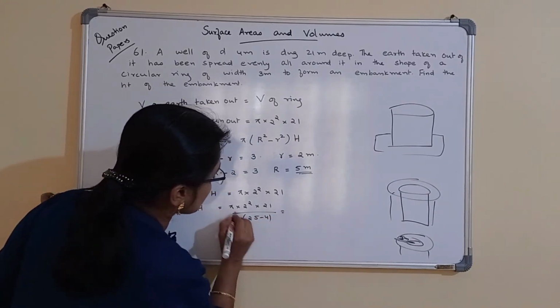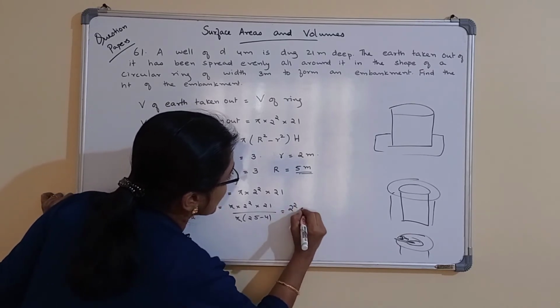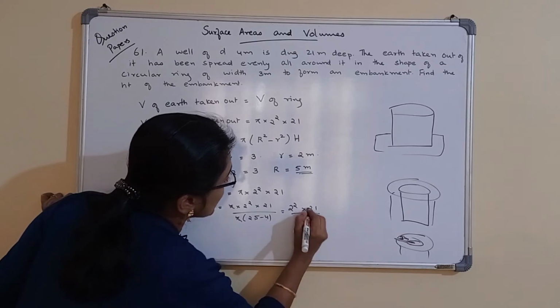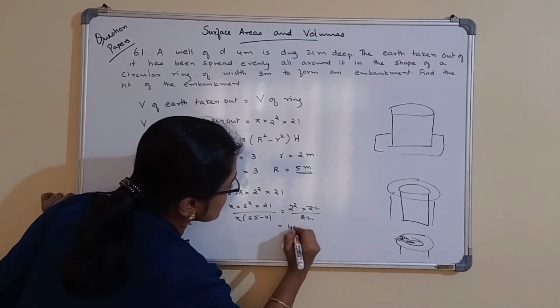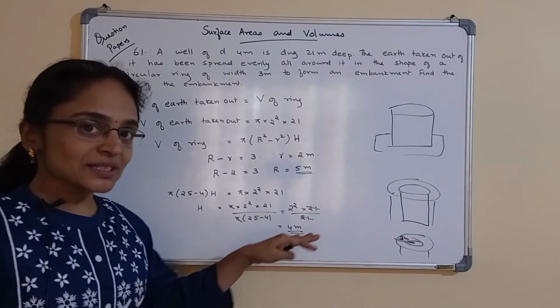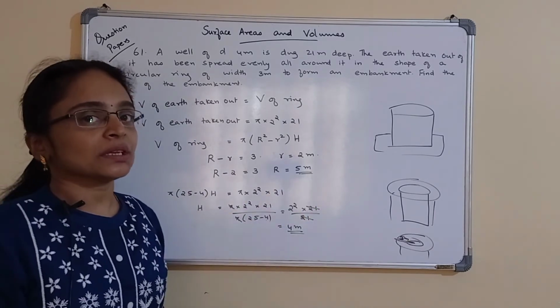equal to pi and pi will get cancelled. 2 square into 21 by this is 21. So 21 and 21 will get cancelled, and this is equal to 4 meter. So height of this embankment will be 4 meter. Okay.